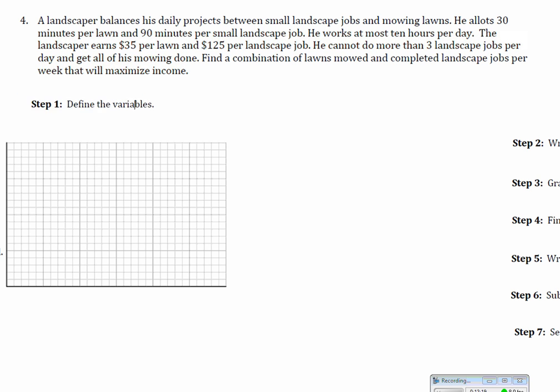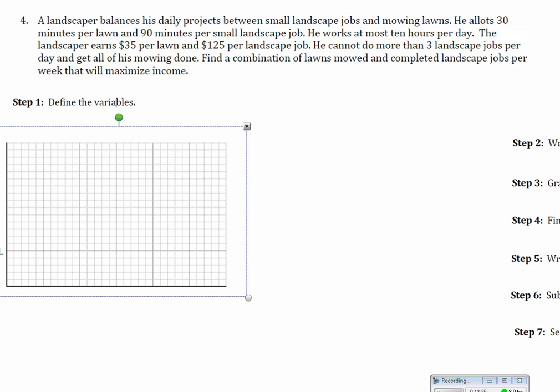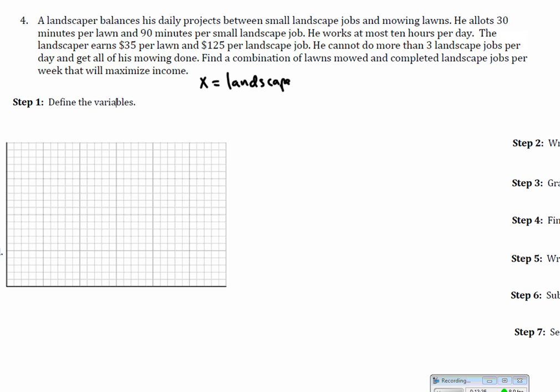All right, so we've got 2 things here. Hopefully you guys are starting to pick up on this. So you've got mowing lawns and you've got doing landscape jobs. So we'll call X the landscape jobs, and we'll call Y the mowing.